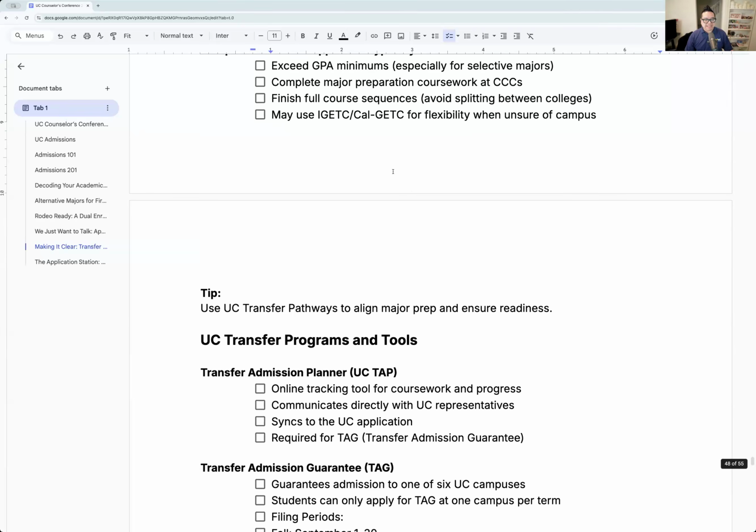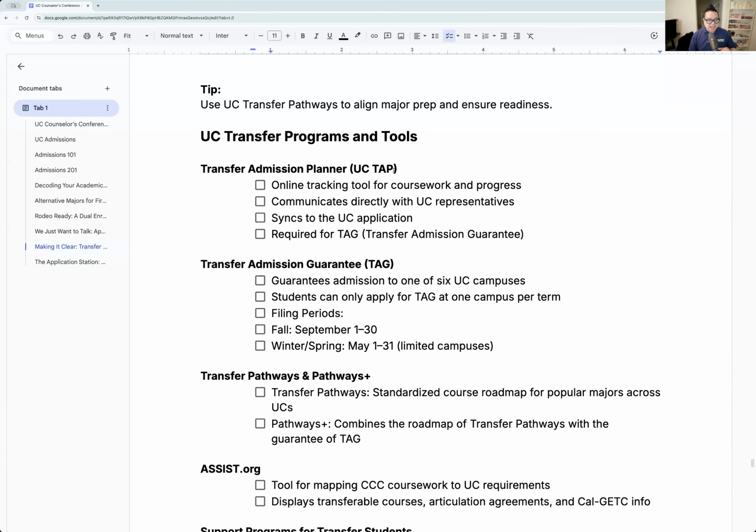Be competitive. Something that's really cool, so I'll share this as well. If you are thinking about the transfer route, there's something called TAP and TAG. Starting with TAG first. TAG is a guarantee. It's a guaranteed admission to one of the 6, except for LA, Berkeley, and San Diego. Those are the 3 schools that don't do TAG. But all the other 6 schools have a TAG agreement. So you can apply and TAG to a school. That's a guaranteed acceptance at that school, as long as you meet the requirements, is all it is, right?